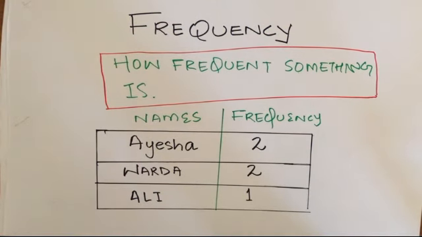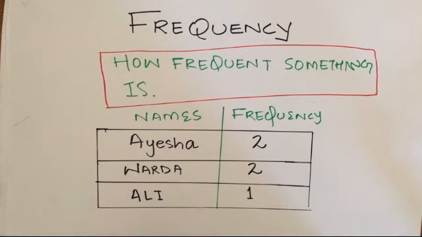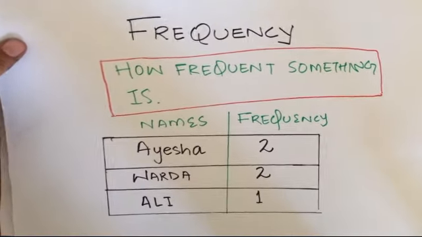For groups, you need to understand first of all what frequency is. Obviously, how frequently something occurs is called frequency, but just to give you a perspective, let us say I teach 9th bio. In my class there are two Aishas, so the frequency of the name Aisha is 2. Similarly, there are two Vardas, so the frequency of Varda is also 2, whereas of Ali it is only 1 because there is only one Ali in my class. Moving on.